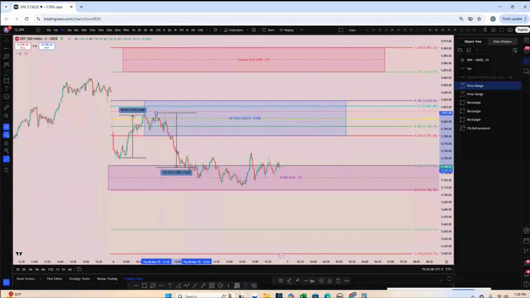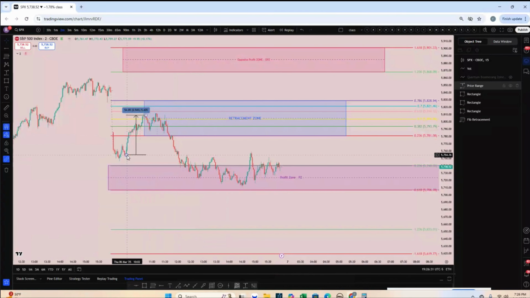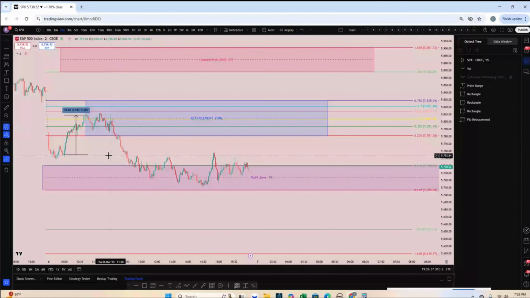For it to be considered a move, it has to move at least 20 points. That's what I data collect on, if it moved at least 20 points. And so what I try to do is make it as unsubjective as possible.